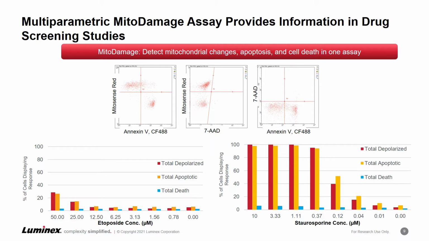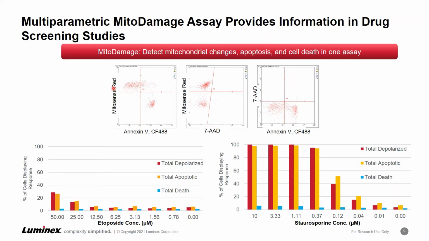MitoSense Red detects changes in mitochondrial membrane potential and is shown as a downward shift in fluorescence, indicating a loss of the membrane potential. Apoptosis is detected using annexin V, which indicates phosphatidylserine exposure. Lastly, cellular death is detected using 7-AAD staining, where there's a loss of membrane integrity.